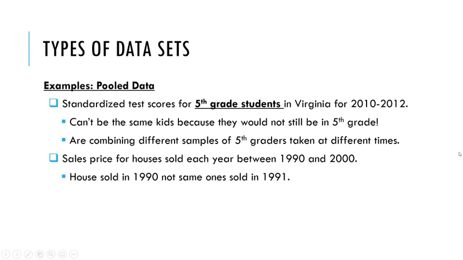Do you agree that the houses sold in 1990 are not the same ones in 1991? Now, could there be a house or two that was sold in 1990 and again in 1991? Sure, could be. But what we're saying is it's not the same set of houses. So each year we have a different sample. I have the sample of houses from 1990, the sample from 1991, 1992, 1993, and while a house could show up more than once, it's certainly not going to be all of the same houses.